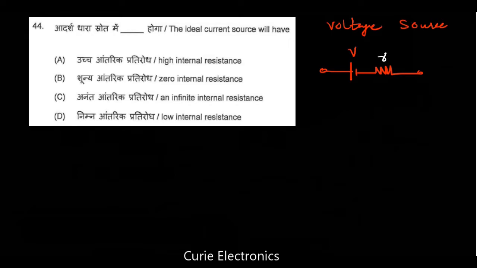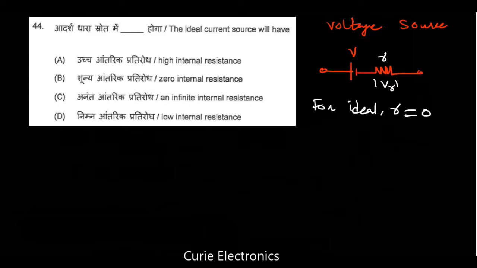For a voltage source, consider a cell or battery, the internal resistance has to be minimum. Otherwise, a voltage drop occurs here, the drop across R. So for an ideal voltage source, the internal resistance equals 0.